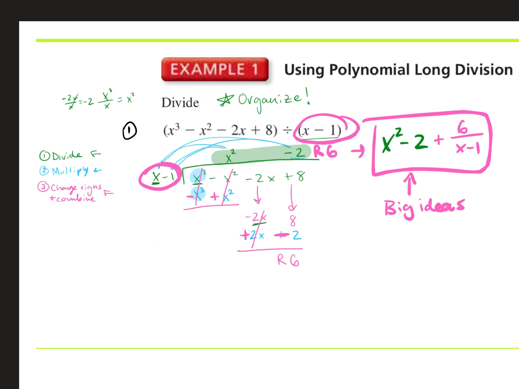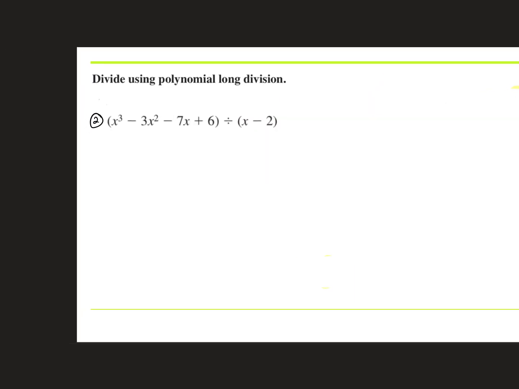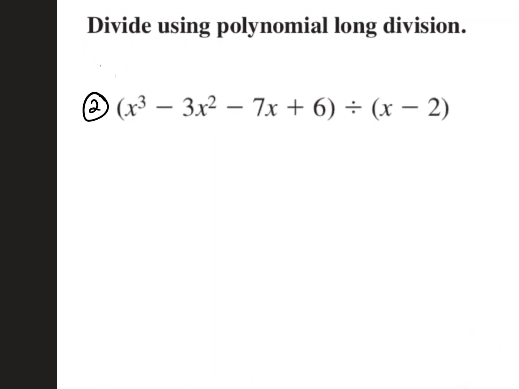So with long division, it's the same 3 steps each time. We divide, multiply, change the signs, and combine. And you just keep doing it again and again until you run out of terms. We ran out of terms here. Notice how these are all of our constants. All of our x's were in line here. All of our x squared, or x cubes in line. So it's the same pattern. We're going to do it again with a new example. So let's look at example 2 on the next page.